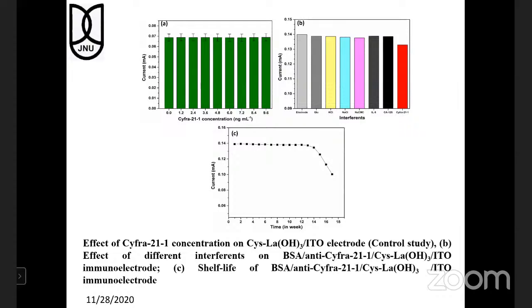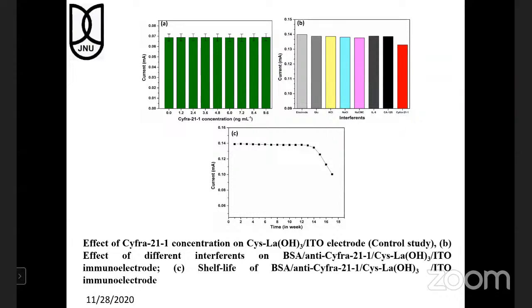Again, we did some interference studies. You know that in a device, different types of molecules, ions, and metabolites are present in our saliva sample. So we tested a few, not all. Some biomarkers like CA125 and IL8 were also tested, and some ions: calcium, glucose, NaCl, KCl. You can see that the response was obtained only with CYFRA21. So that also gives the specificity of the electrode.